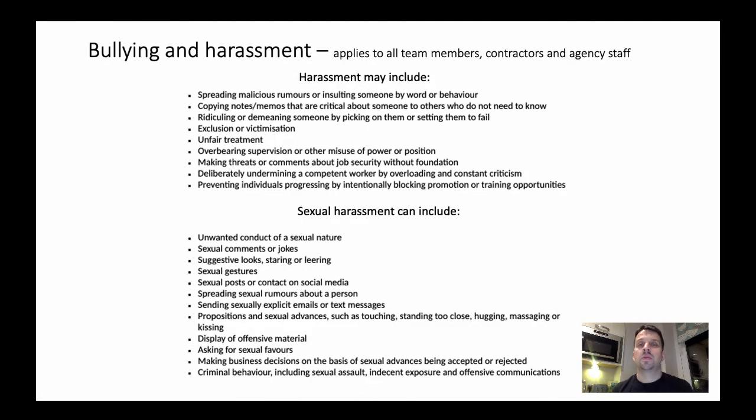Okay, bullying and harassment. This applies to all team members, contractors and agency staff, so it's not just staff employed directly by the practice. Harassment is basically things like spreading malicious rumours or insulting someone by word or behaviour, copying notes or memos that are critical about someone to others who don't need to know, ridiculing or demeaning someone by picking on them or setting them to fail, exclusion or victimisation, unfair treatment, overbearing supervision or misuse of power or position, making threats or comments about job security without foundation, deliberately undermining a competent worker by overloading and constant criticism, and preventing individuals progressing by intentionally blocking promotion or training opportunities.